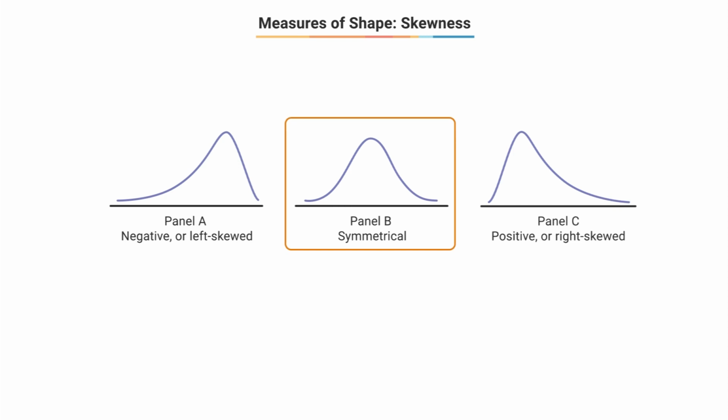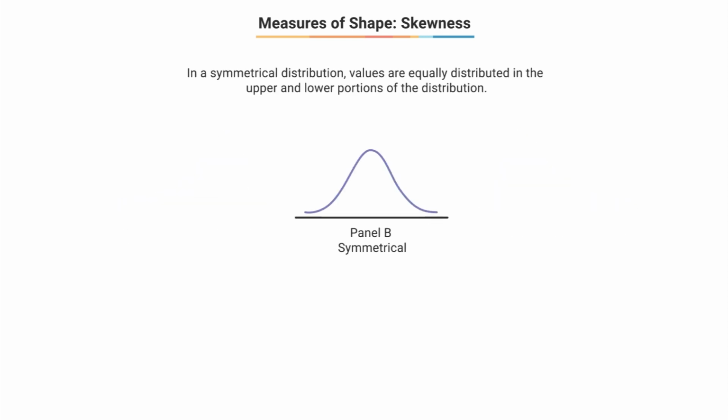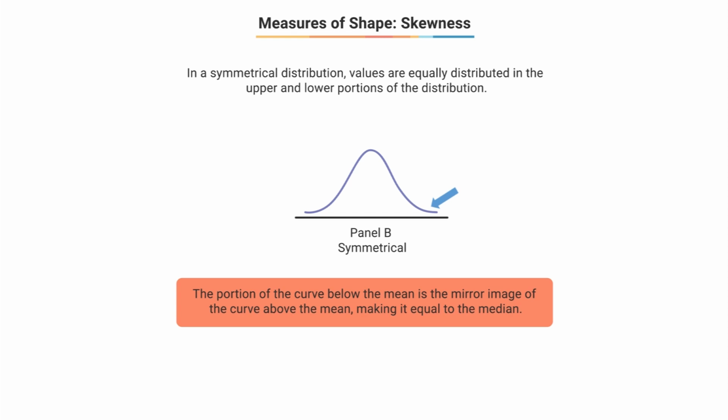Panel B displays a symmetrical distribution. In a symmetrical distribution, values are equally distributed in the upper and lower portions of the distribution. This equality causes the portion of the curve below the mean to be the mirror image of the portion of the curve above the mean, and makes the mean equal to the median.